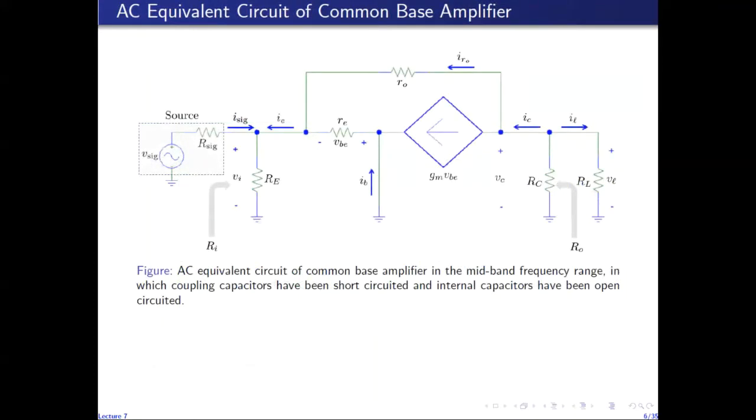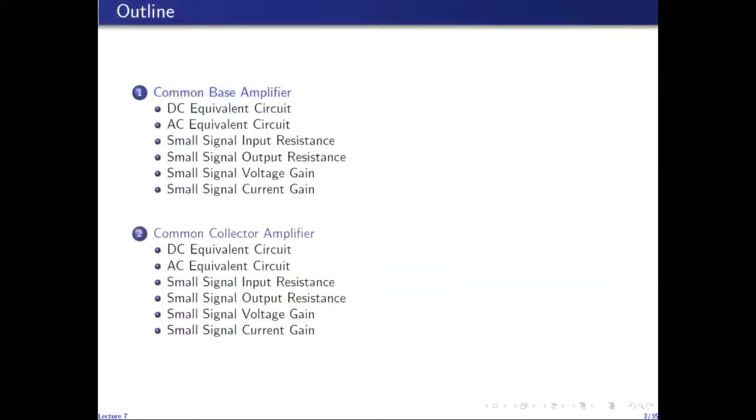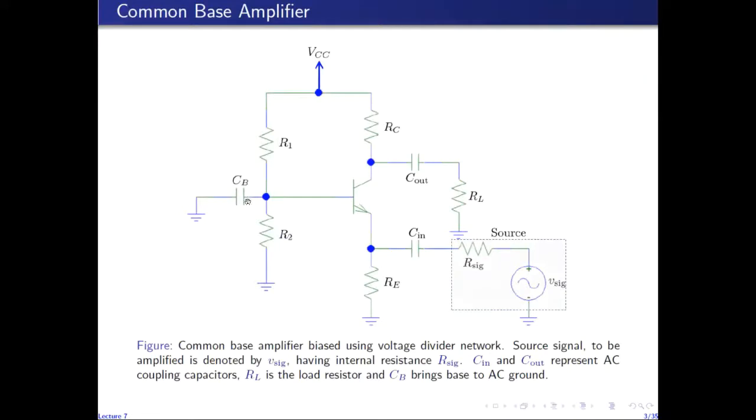And this is the AC equivalent circuit of the common base amplifier. Because we will consider the analysis of the amplifier in the mid-band frequency range, I have ignored all the parasitic internal capacitances, and I have short-circuited all the coupling capacitors. And I have replaced the BJT with its small signal T model. So this is the collector terminal. This here is the base terminal, which is now directly connected to ground because CB has been short-circuited too. So CB here has been considered as short-circuited. So the base terminal is directly connected to ground.